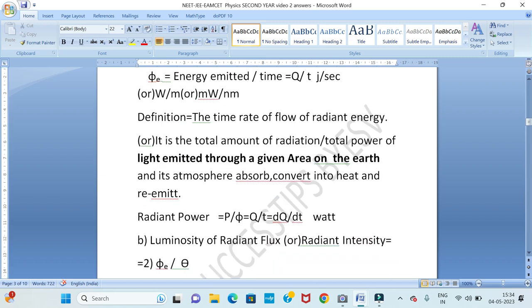Radiant power P, or phi, is Q by T. Okay, Q by T, or dQ by dt, in watts. That is also another formula.